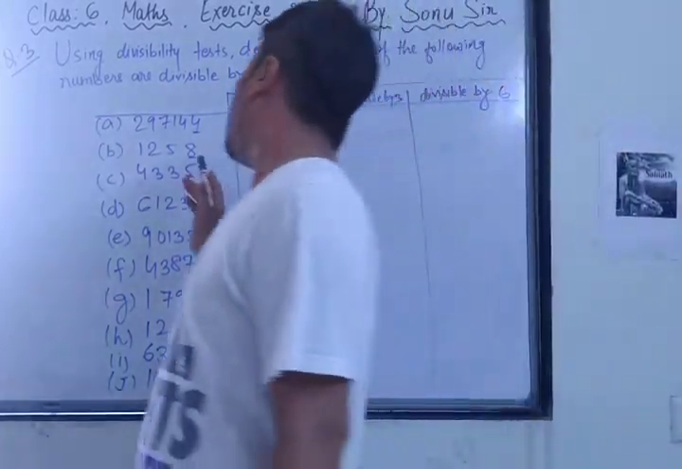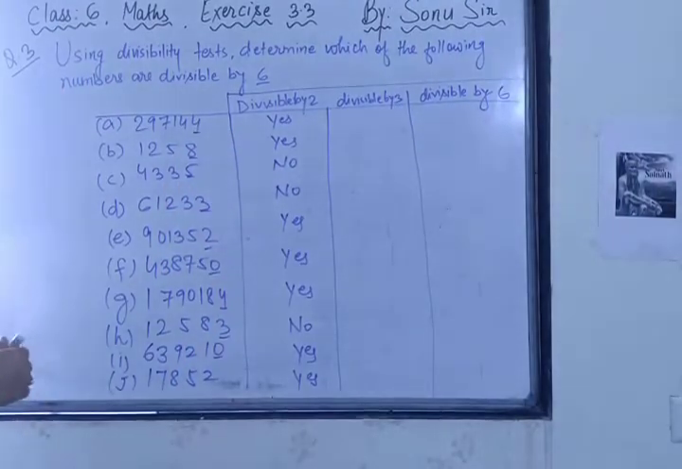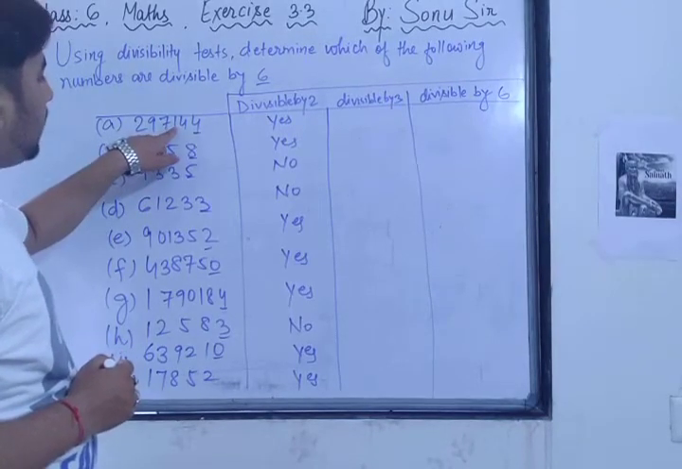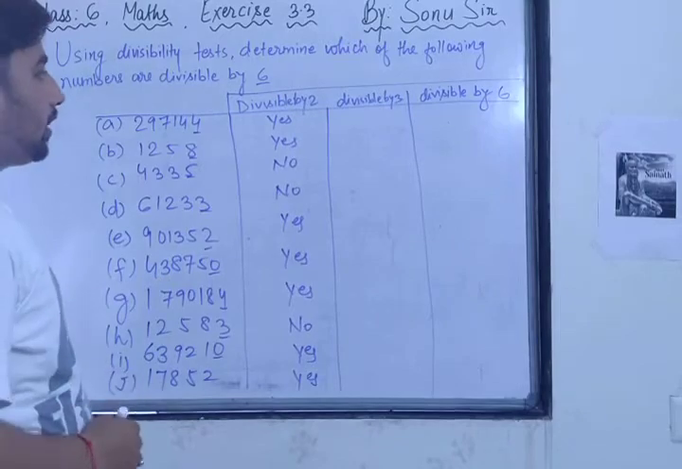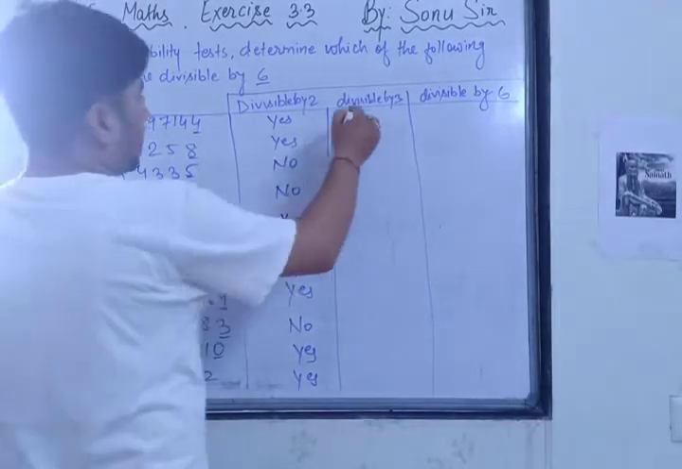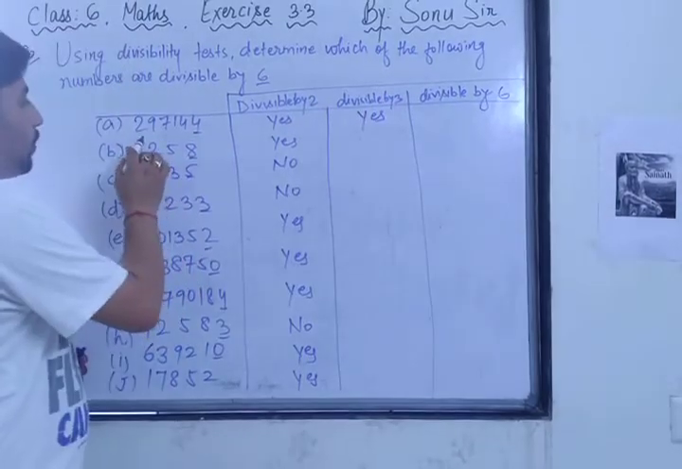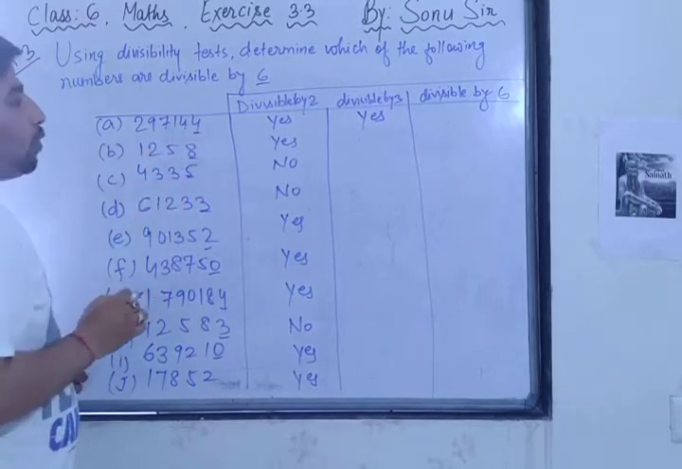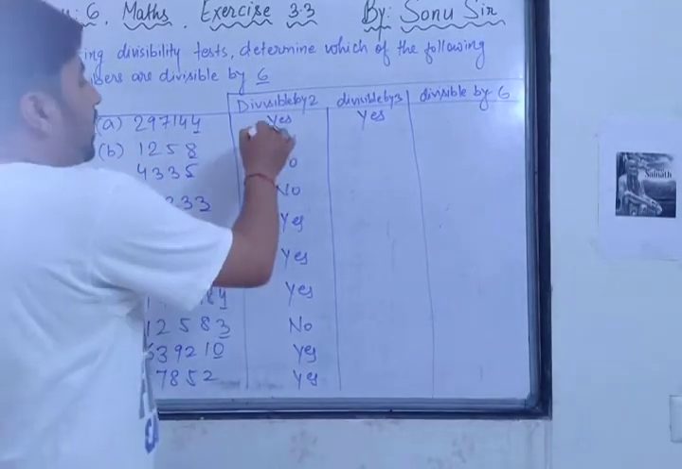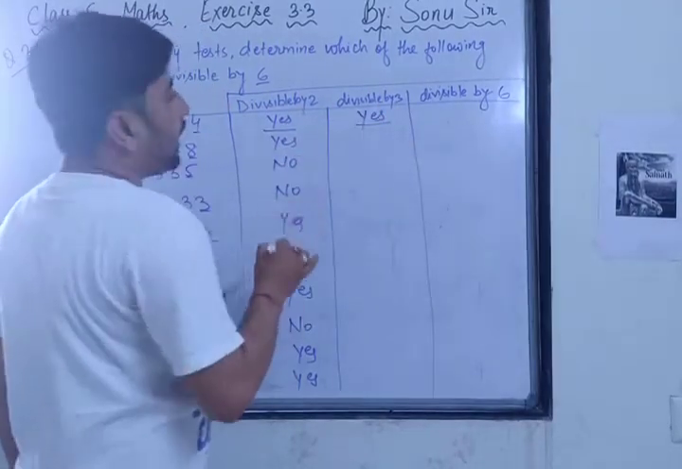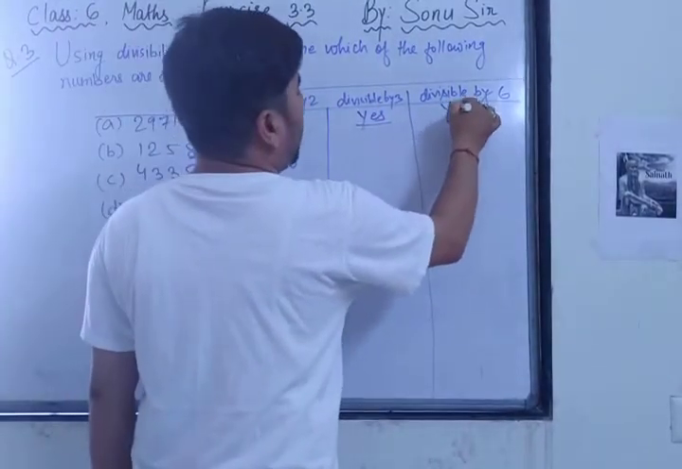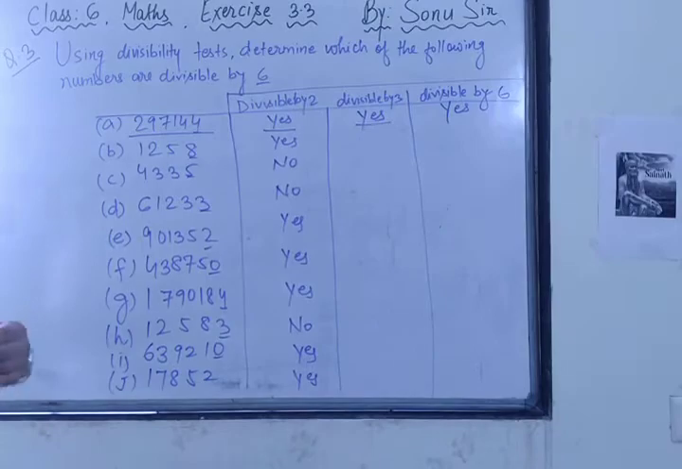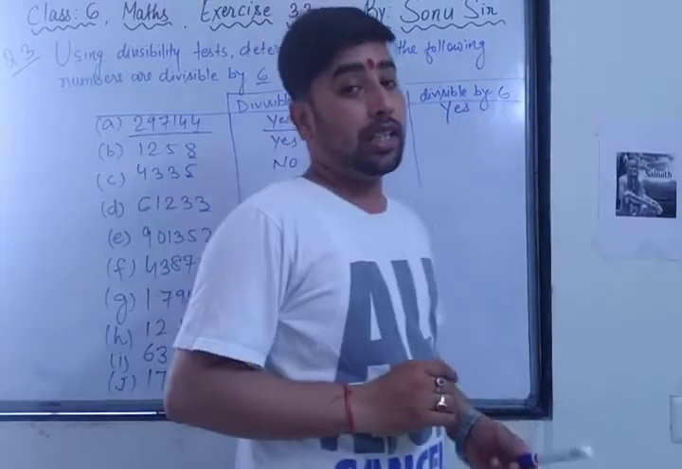So divisible by 2 we have seen. Now divisible by 3. 2 plus 9, 11. 11 plus 7, 18. Plus 1, 19. Plus 4, 23. Plus 4, 27. Is 27 a multiple of 3? Yes, 3 nines are 27. So this number is divisible by 2 and by 3, therefore this number will be divisible by 6. If anybody asks whether 297144 is divisible by 6, you just answer yes.